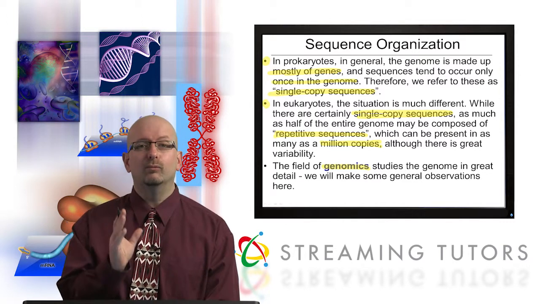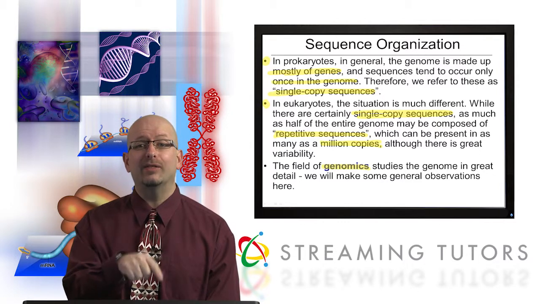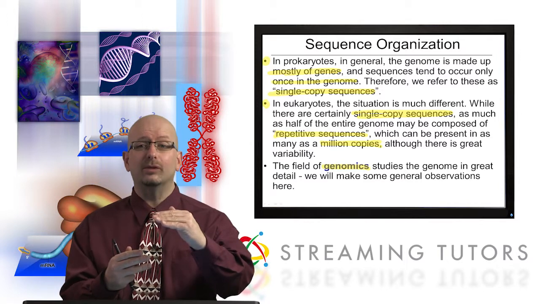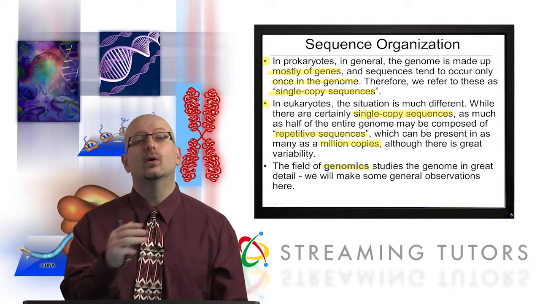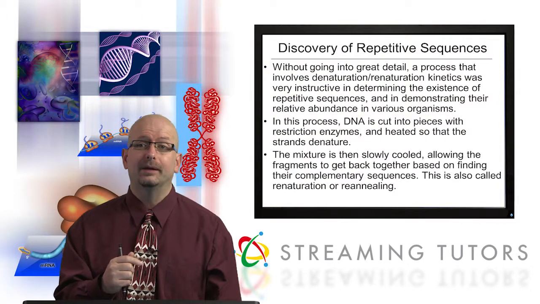So remember, we've got euchromatin and heterochromatin. I'm not saying they go together exactly, but there is an idea that euchromatin has single copy sequences, while heterochromatin probably has repetitive sequences in it.